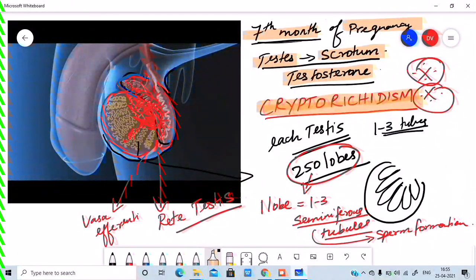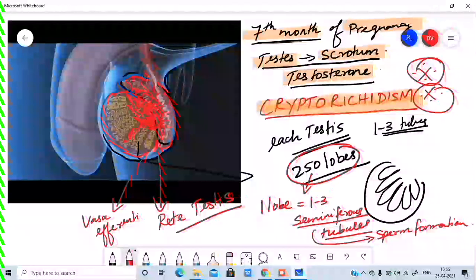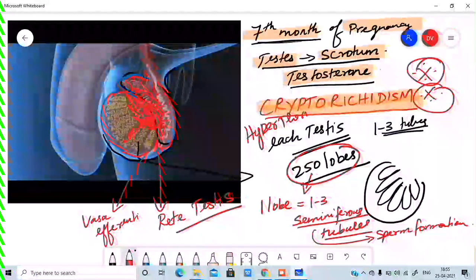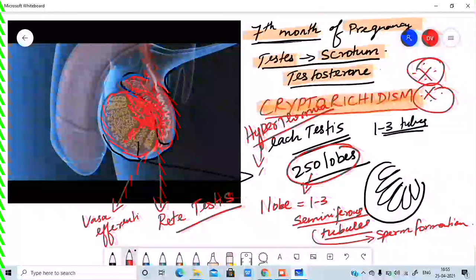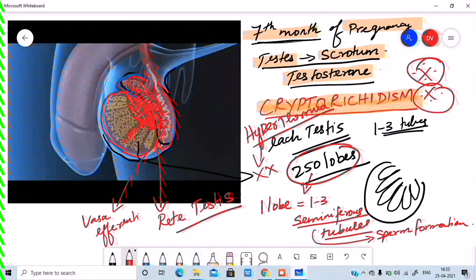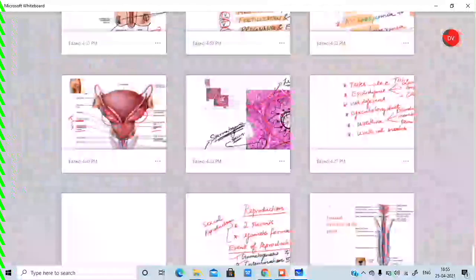If it is remaining in the abdominal cavity, what will happen, guys? Hyperthermia. Generally the purpose of the scrotum is to maintain a lower temperature, so sperm production becomes ideal. If the testis does not descend and remains in the abdominal cavity, it suffers hyperthermia. Thermia means temperature, hyper means more. Because of that, sperm formation will not happen. Yes, so that is one important thing which we learned here.